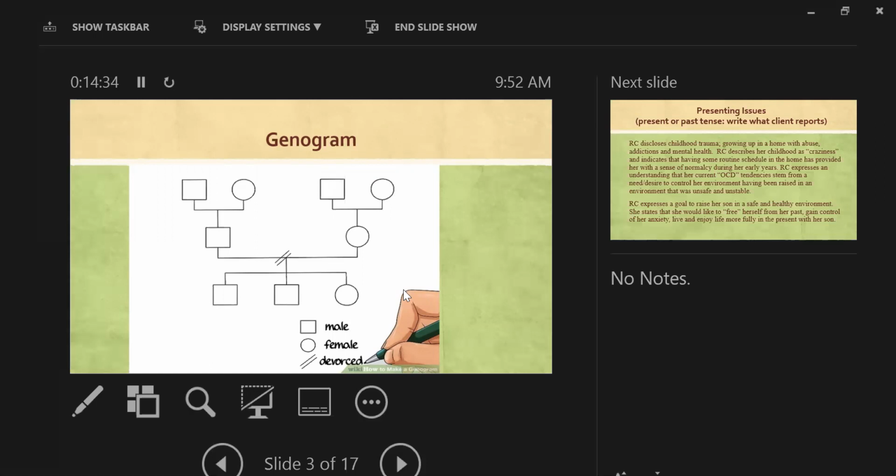If I were to write, client has childhood trauma, who is that? That's me saying it, right? So I would say client disclosed. So the client is sharing with me. And client states that she does not like this and she does not like that and so forth, or this happened to her and that to her.